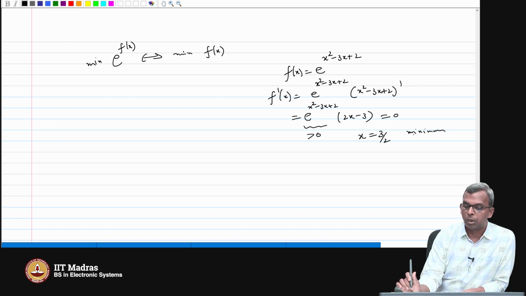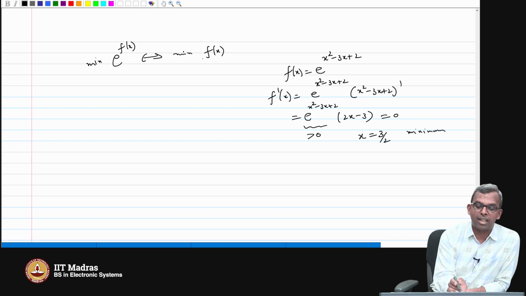I hope this part is a little bit clear. You can check this again. Generally, I think this rule is very interesting and nice. Minimizing f of x is the same as minimizing e power f of x, because e power x is an increasing function.